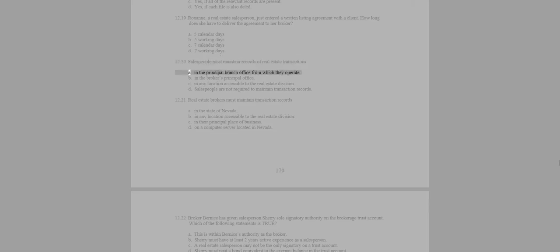A. In the principal branch office from which they operate. B. In the broker's principal office. C. In any location accessible to the real estate division. D. Salespeople are not required to maintain transaction records.